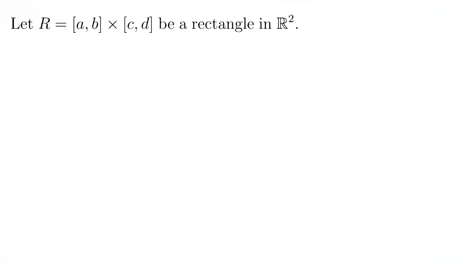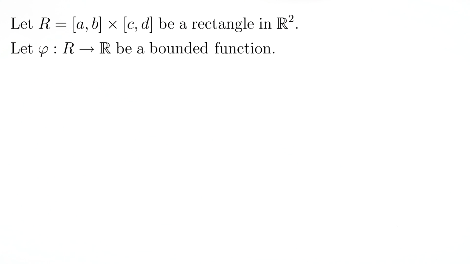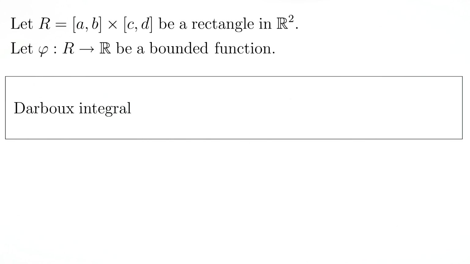Let's describe the question in more formal mathematical terms. Let R be a rectangle in 2-dimensional space. Let phi be a bounded, real-valued function on the rectangle R. There are 3 kinds of so-called double integrals. The first kind is the 2-dimensional integral, sometimes called the Darboux integral or Riemann integral. This is defined with partitions of R and upper sums and lower sums.